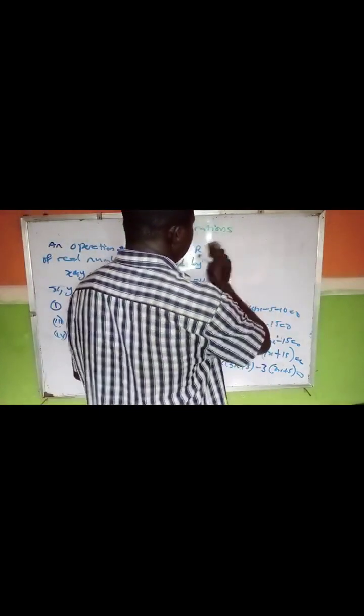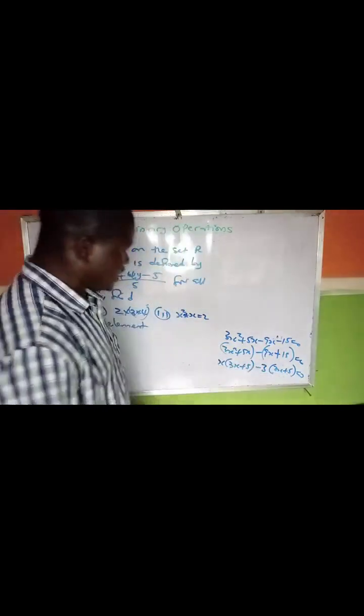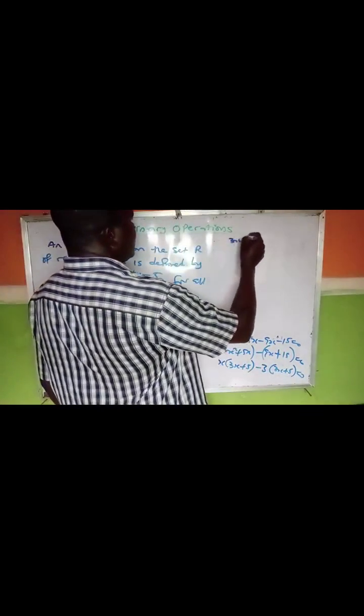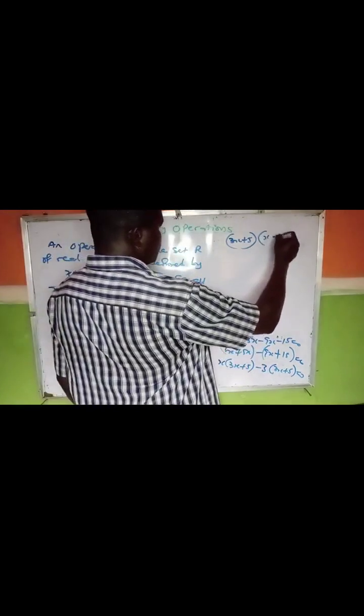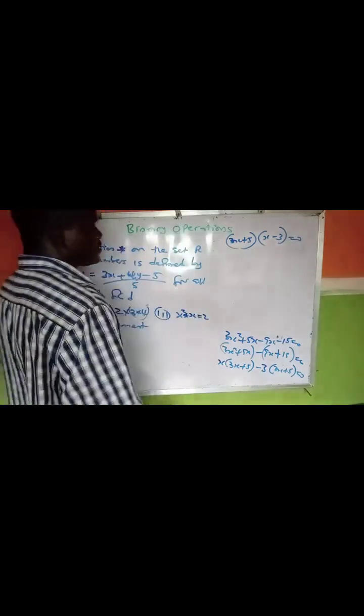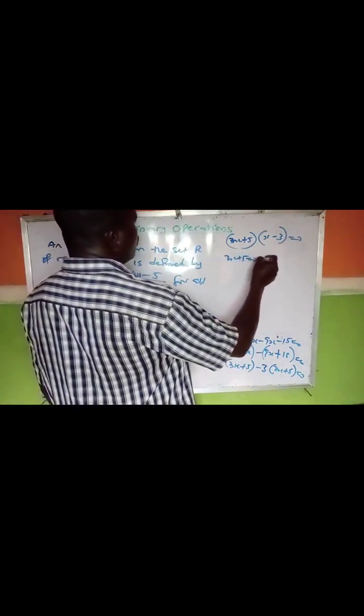Then again, what is common to both sides is 3x plus 5. So you combine it with the second one, equal to 0. So for this one, you will have 3x plus 5 equal to 0, or x minus 3 equals 0.